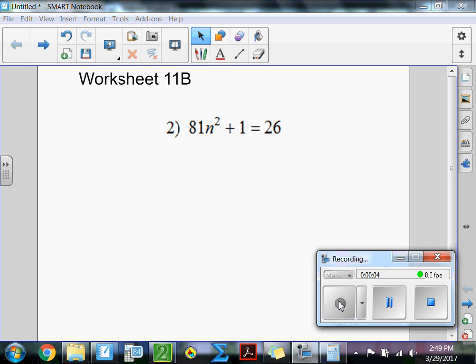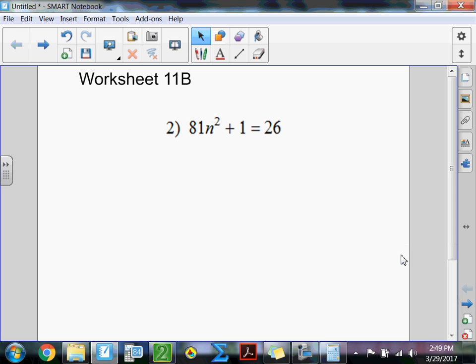I'm going to go over a couple of the worksheet problems with you in case you got stuck. I'm going to start with number 2, kind of remind you of some of the things we talked about in class, and maybe go over some of the problem areas. So number 2 says 81n squared plus 1 equals 26.